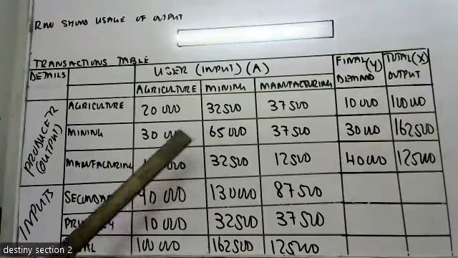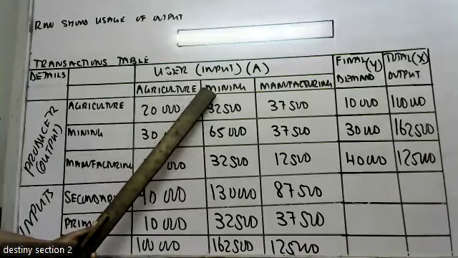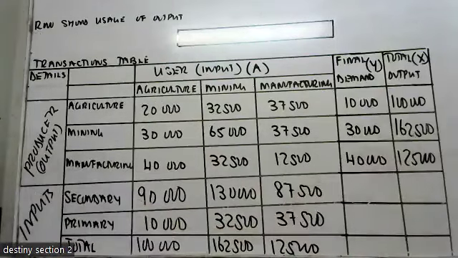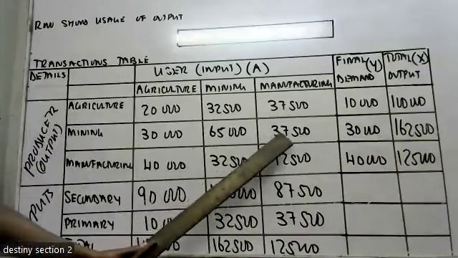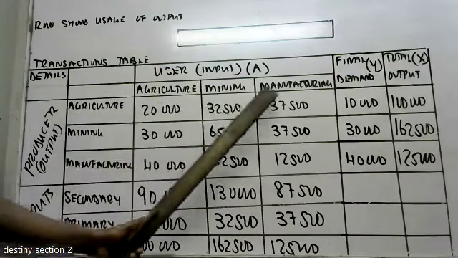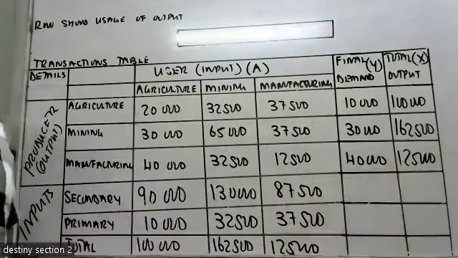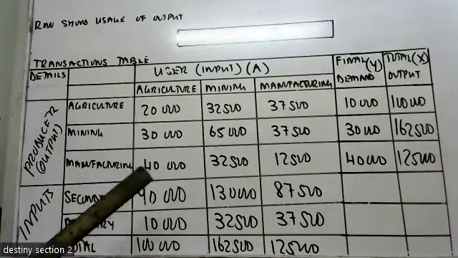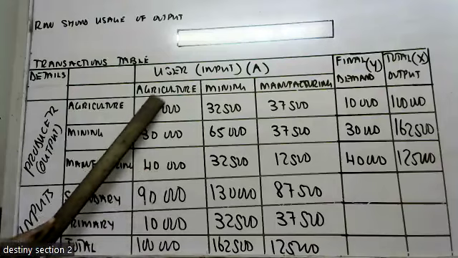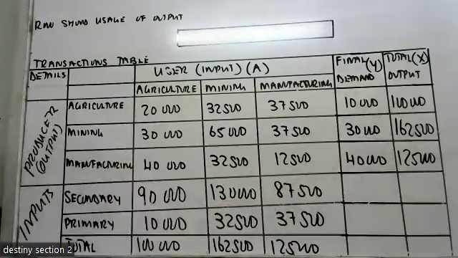65,000 is the output from mining that is used by mining so that mining can make what? 162,500. This 37,500 is the output from mining that is used by manufacturing so that manufacturing can make what? 125. Now tell me, 40 is the output from manufacturing that is used by agriculture so that agriculture can make 100.